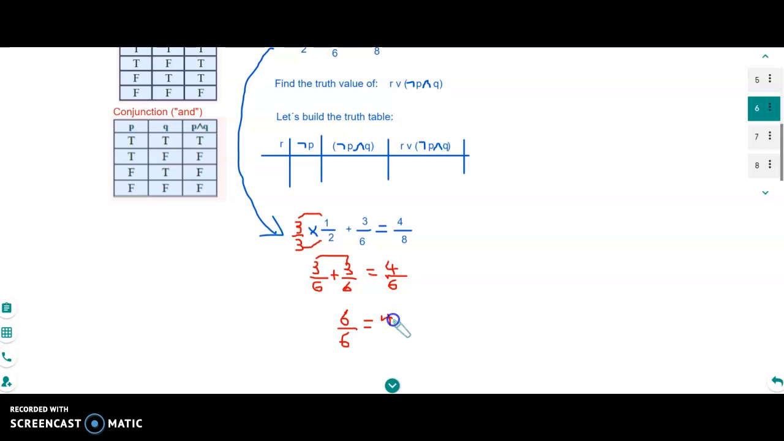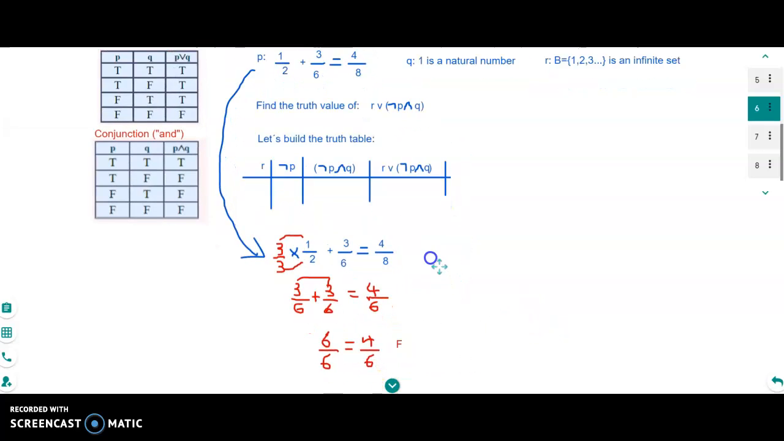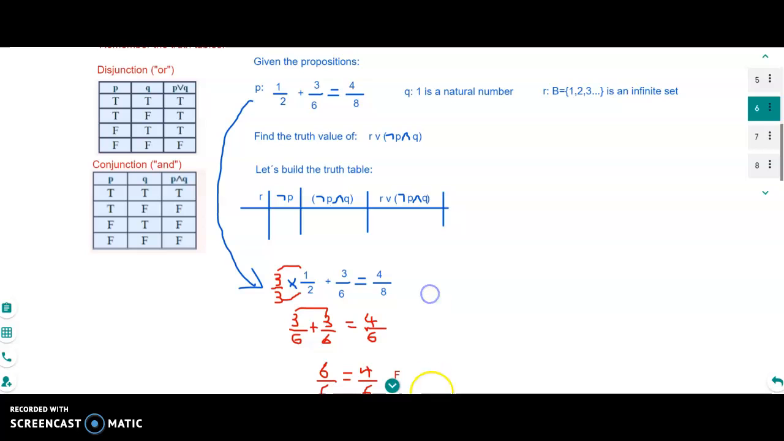So you're going to tell me these are the same fractions, 6 over 6 is equal to 4 over 6. No, it's completely different. So this proposition is false. All right, so let's organize little by little the truth values. So the first proposition is false. So P is false. We can write it here below, false.